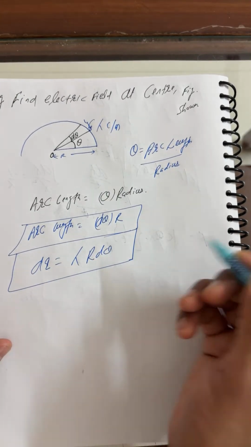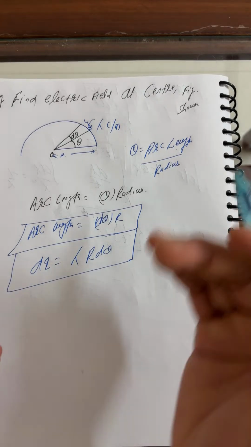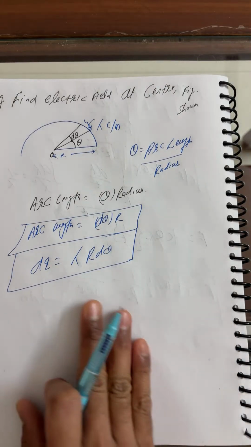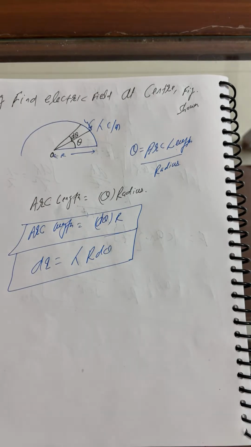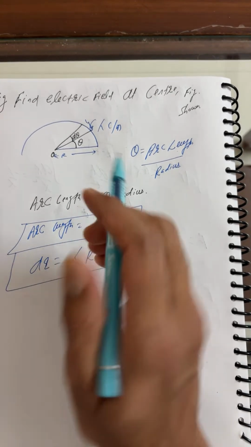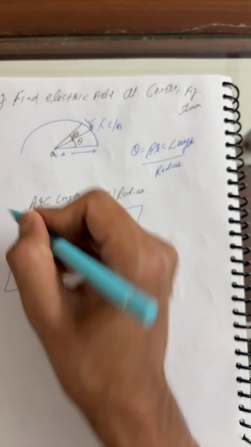I'll teach very slowly so that we can understand each and every physics point. Anywhere, anytime, you can watch any video in detail. So what I said, this is the dq charge, the elemental charge, lambda r d theta. What we wish to find is the electric field, due to this point charge.